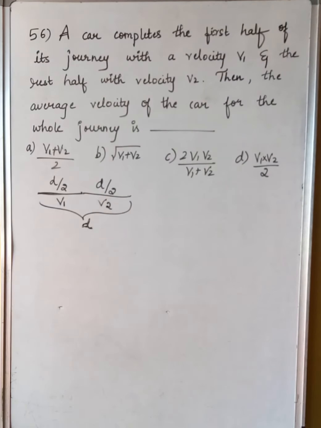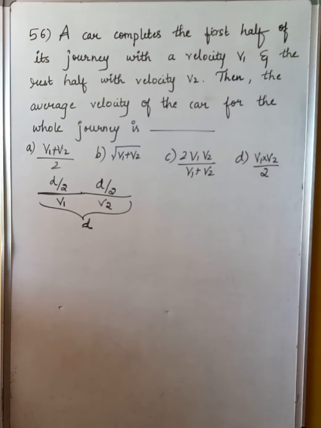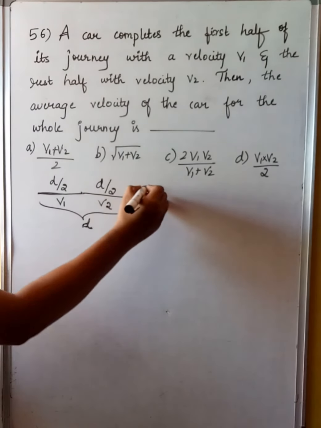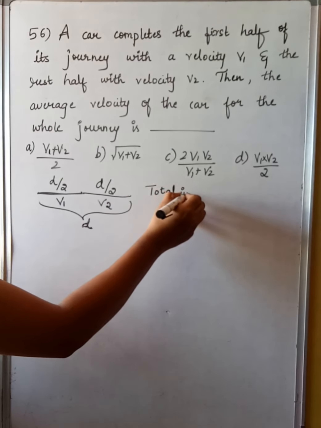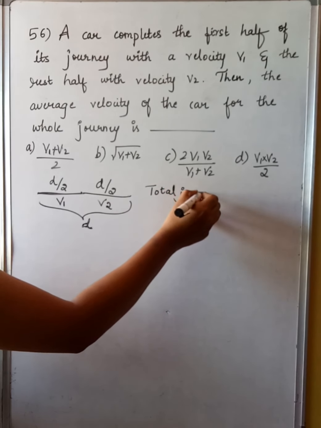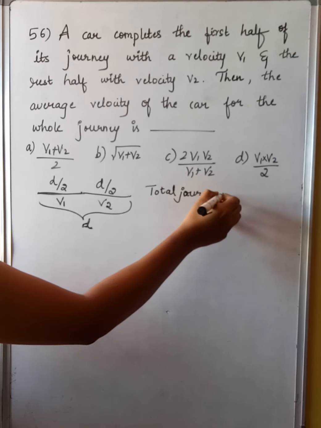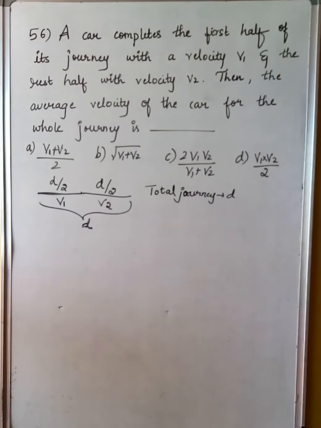Just listen to whatever statements I'm saying, and write down the statements in your book. The first statement is you'll be writing total journey. That is the total journey. I have considered the distance as d. Hope it is clear for you all.